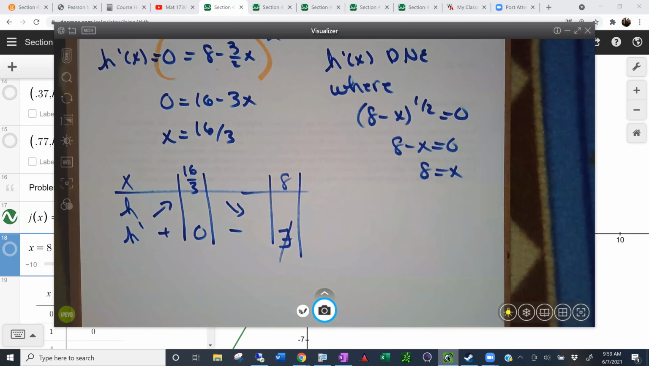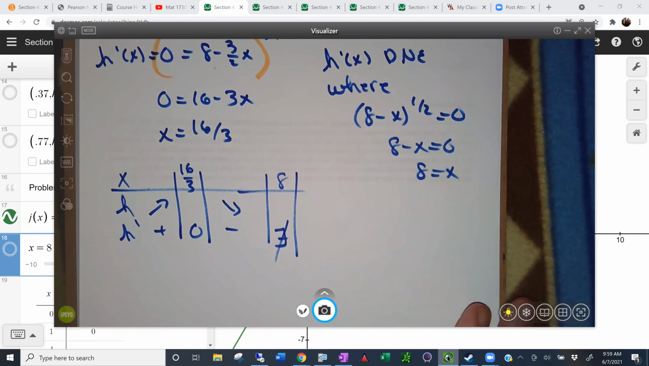Any other comments or thoughts on this one? Okay. All right, I think that's all I got for this section. So we'll take a pause here.